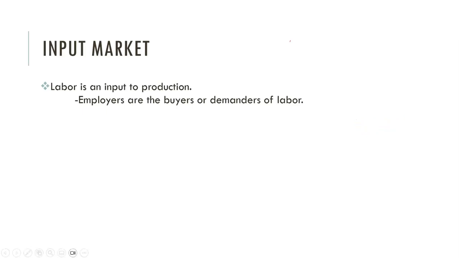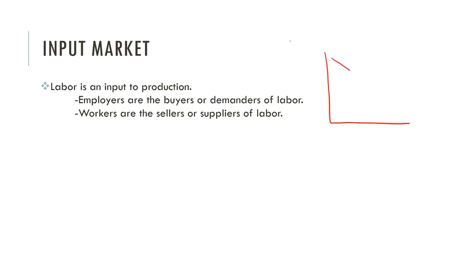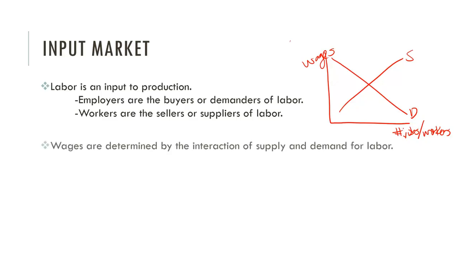So employers are the buyers or demanders. Workers are going to be the sellers or suppliers of labor. And in our market, we'll have supply and demand. It's going to look the same. For price, we're going to have wages. And down here for quantity, we're going to have the number of jobs or number of workers. So wages are going to be determined by the interaction of supply and demand, just like every other market.